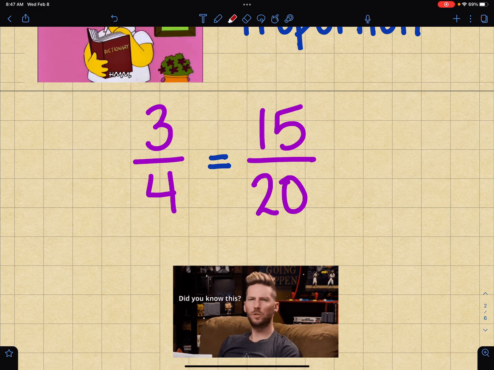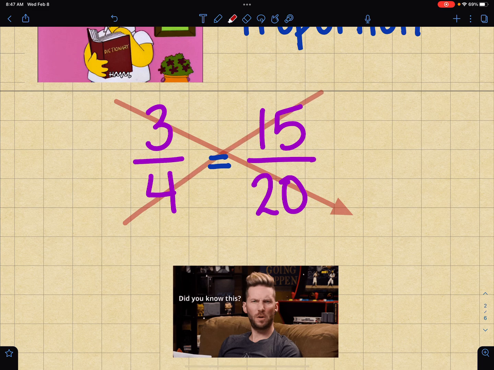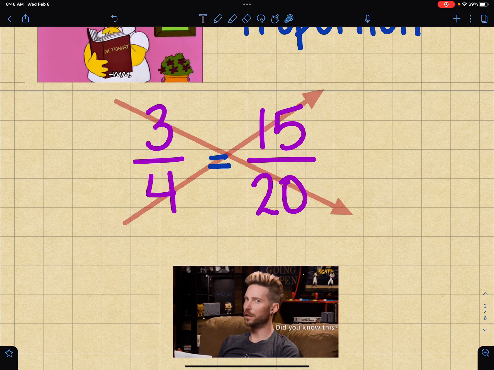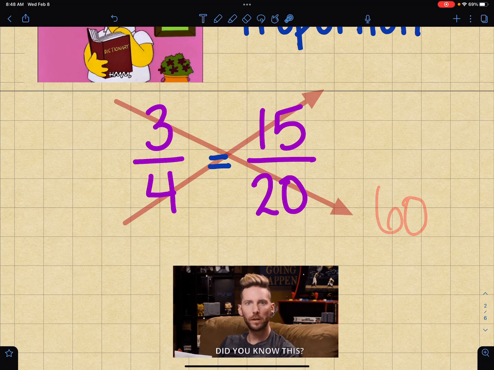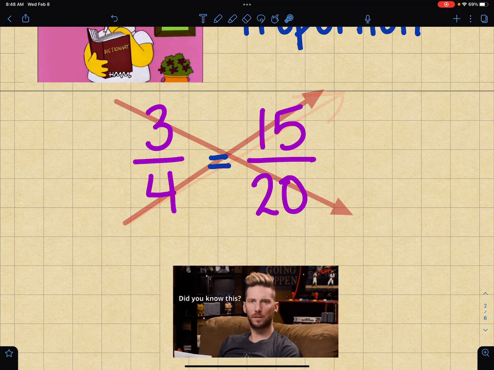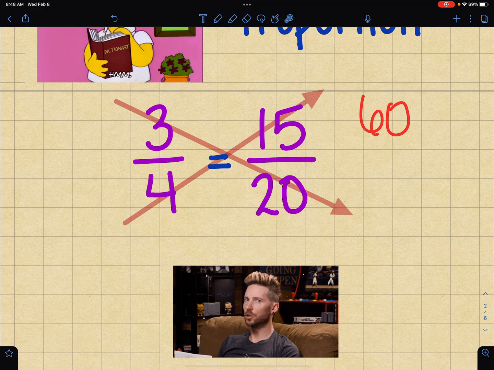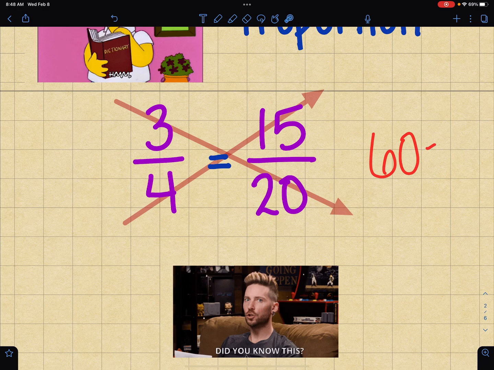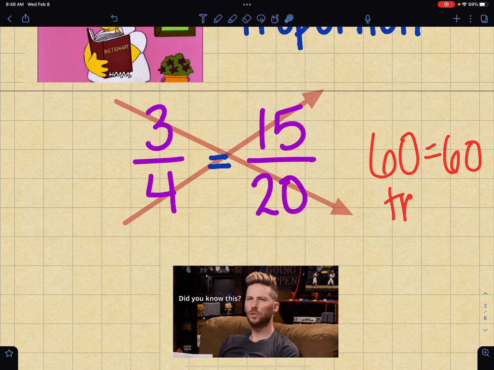You multiply 3 times 20. So we're going to go that way, and then we're also going to multiply 4 times 15. And did you know that when you have a proportion like this, the cross multiplication products are equal? So let's try it. 3 times 20 is 60. 4 times 15 is 60. So 60 is equal to 60, a true statement.